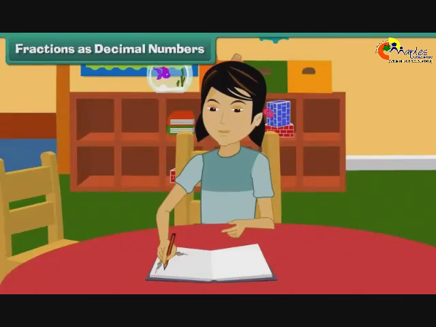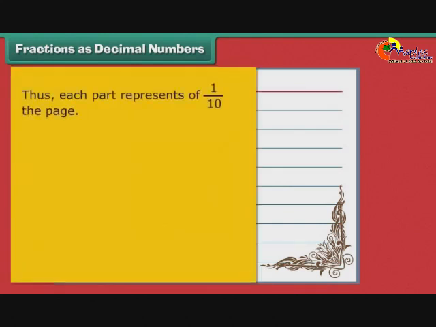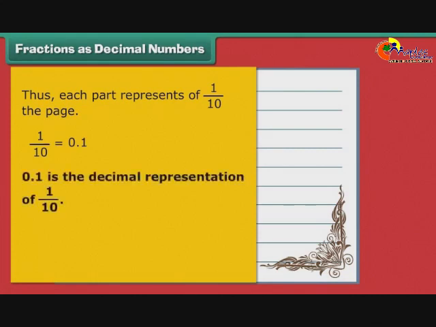Fractions as decimal numbers. Arpita is busy decorating the pages of her personal diary. The lines on a page of her diary divide the page into 10 equal parts. Thus, each part represents 1 by 10 of the page. 1 by 10 can also be written as 0.1. Therefore, we can say that 0.1 is the decimal representation of 1 by 10.